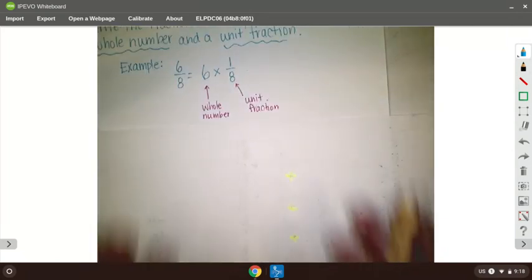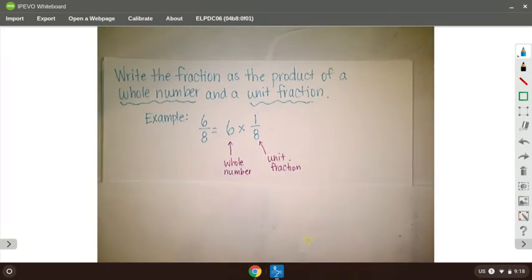All right, it says here, write the fraction as the product of a whole number and a unit fraction. So this is what it's going to ask of you today. Write the fraction as the product of a whole number and a unit fraction, just like I did here. So they gave us 6/8. I took the whole number and the unit fraction, right? Instead of doing 1/8 plus 1/8 plus 1/8 6 times, I'm just going to do 6 times 1/8. Okay, so let's try this.